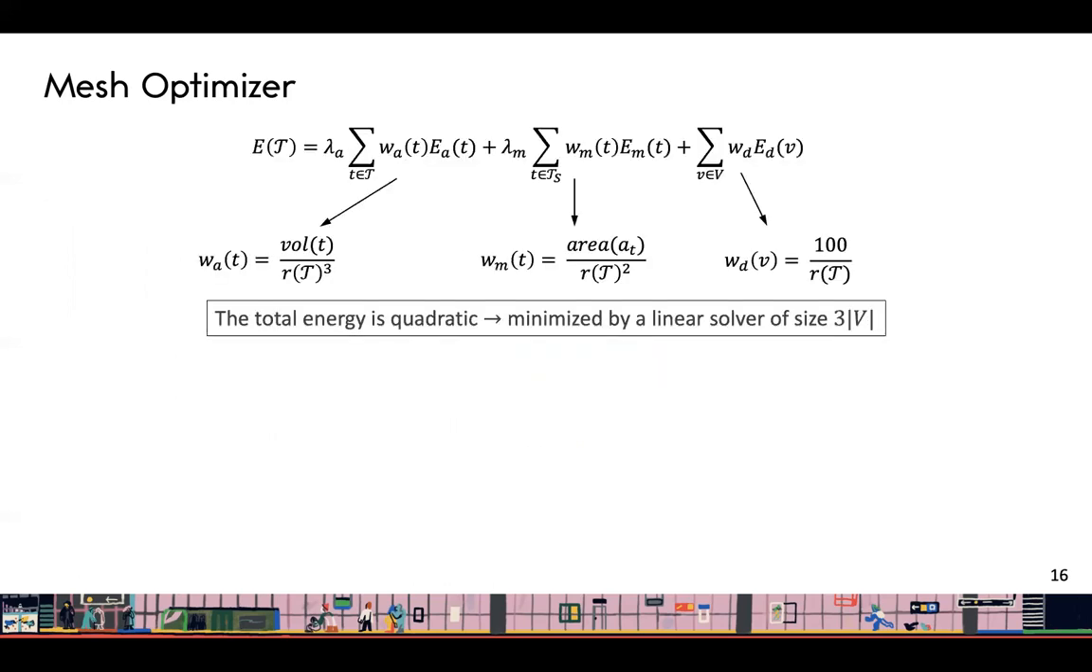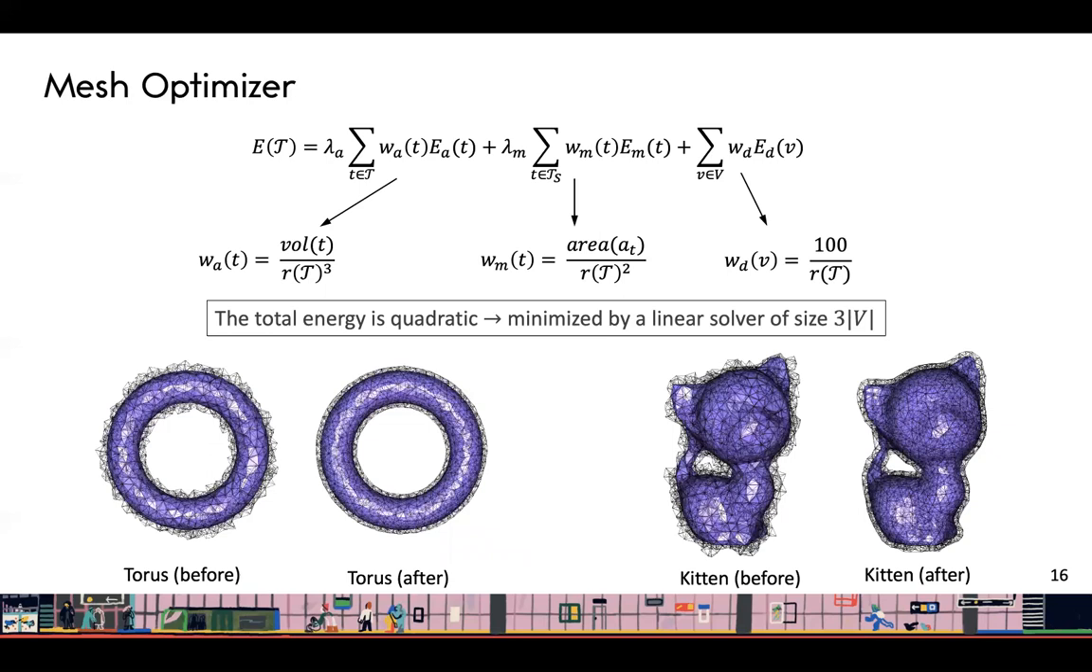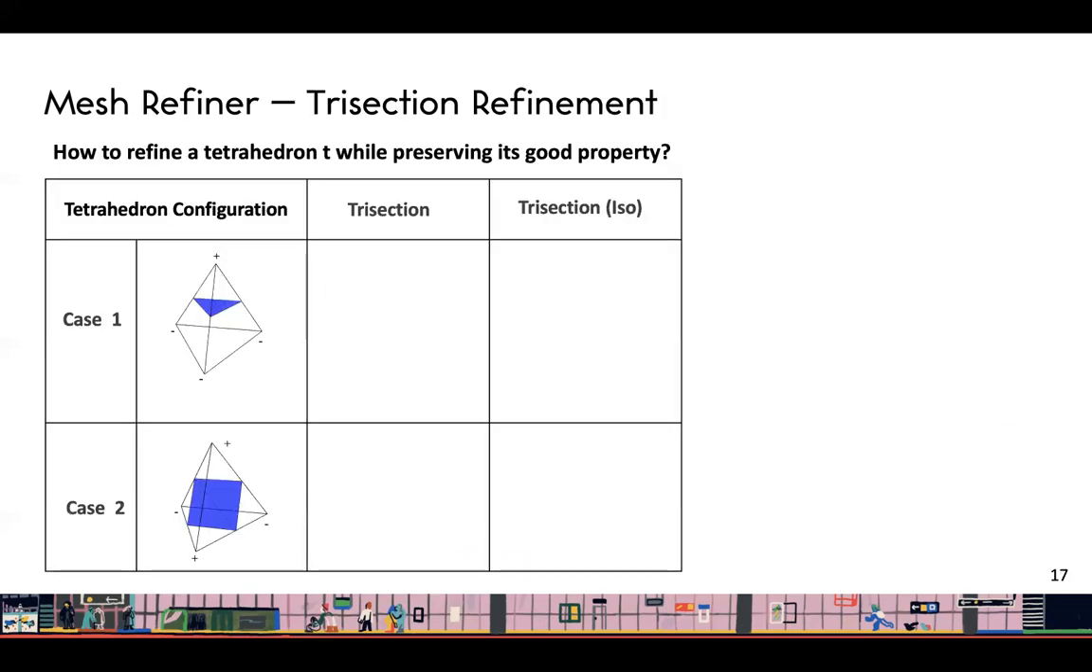The final energy is the weighted sum of the above 3 energies. The energies are carefully chosen to make it independent of the scaling of the input point cloud and the scaling of each element. Since it is quadratic, we minimize it by a linear solver of size 3 times the number of vertices in the triangulation. And here we show 2 examples before and after optimization.